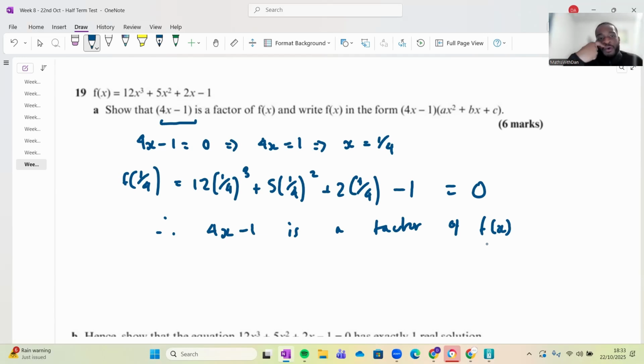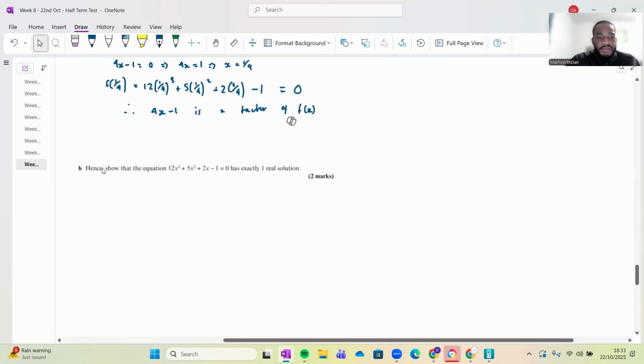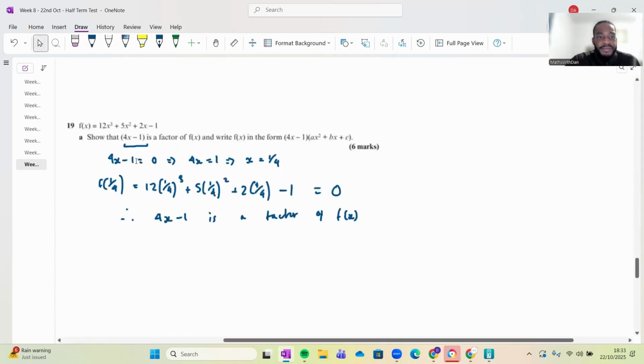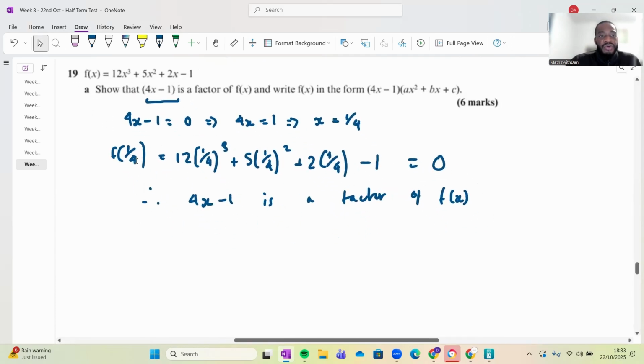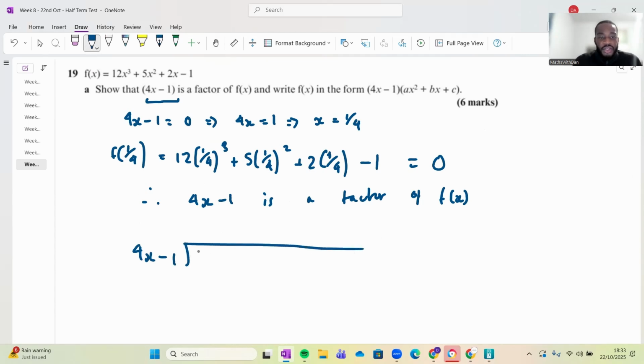Okay. Now, the next part of this question says, and write f of x in the form 4x minus 1 times a quadratic factor. That means that we have to use long division to get what that quadratic factor is. So I'm going to use long division here. So we've got 4x minus 1, and then 12x cubed plus 5x squared plus 2x minus 1.